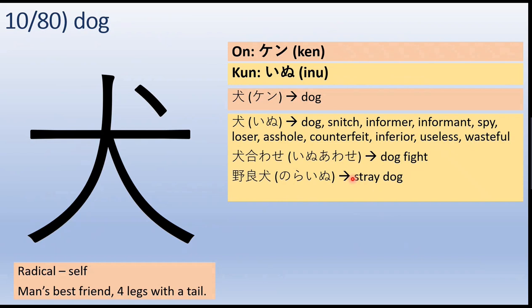It is a radical in itself, and if you look at it carefully, then you will see, although it resembles the character for being large, it is actually the man radical, and these two represent the four legs of the dog, and this is the tail. So since dog has been man's best friend, this similar kanji has been adopted for dog. This is the stroke order.